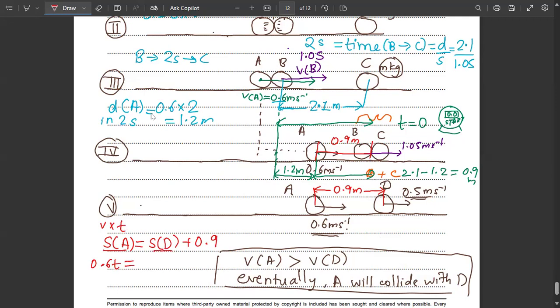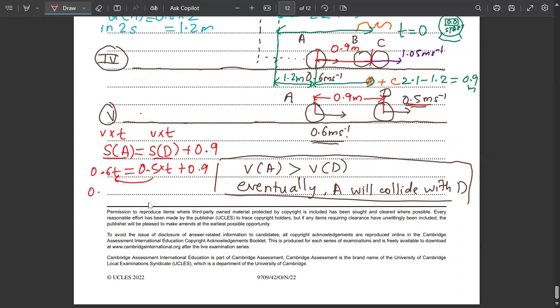And distance traveled by D will again be velocity into time. So what is the velocity of D? D is 0.5. Time is T. So 0.6T minus 0.5T is 0.9. So 0.1T is 0.9. Therefore, the time taken is 0.9 upon 0.1, which if I put in the calculator, is 9 seconds.